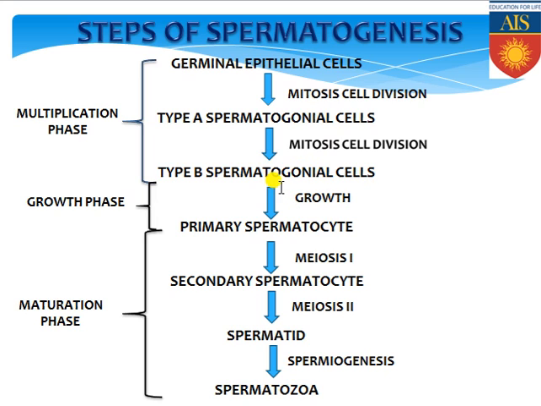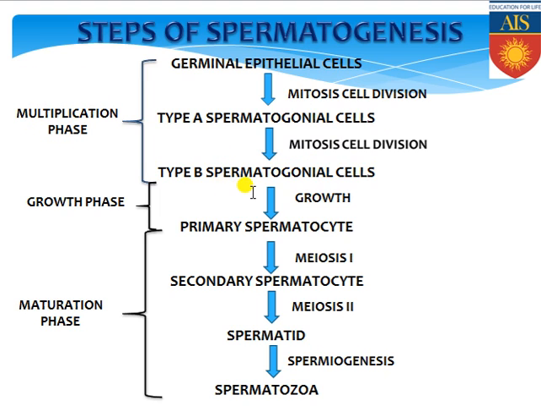Up to the formation of type B spermatogonial cells, everything comes within the multiplication phase, because from a single germinal epithelial cell so many type B spermatogonial cells take birth. Actually 4 spermatogonial cells are born from a single germinal epithelial cell. That means the number of cells becomes 4 times. So that's why this is commonly known as the multiplication phase.